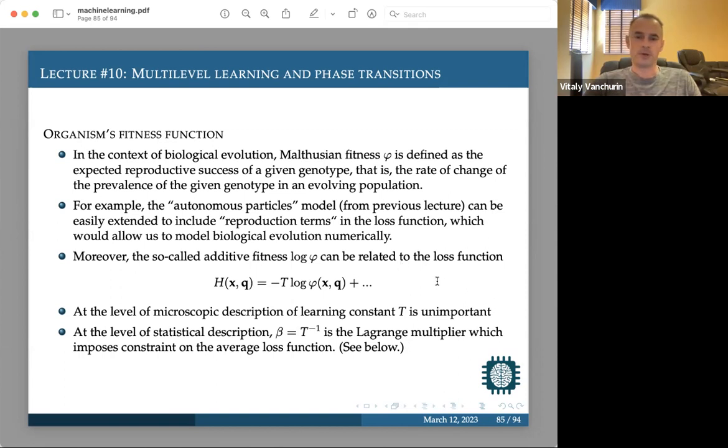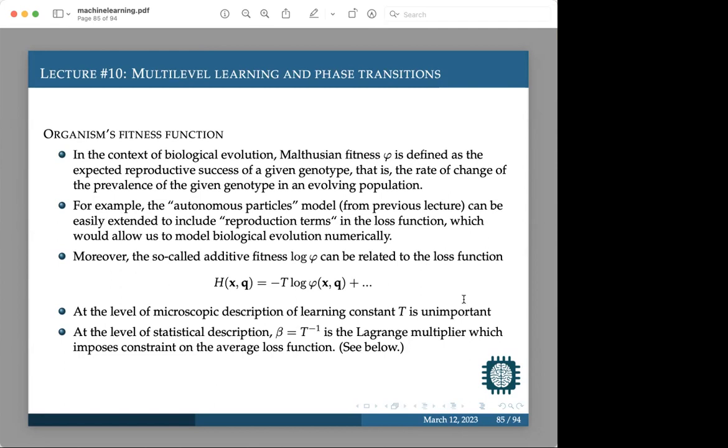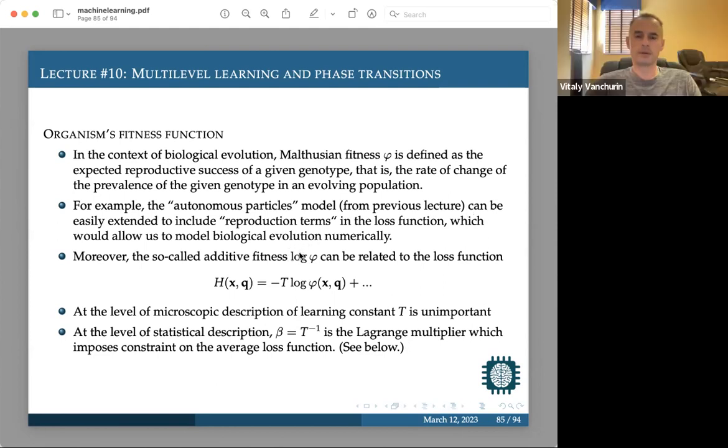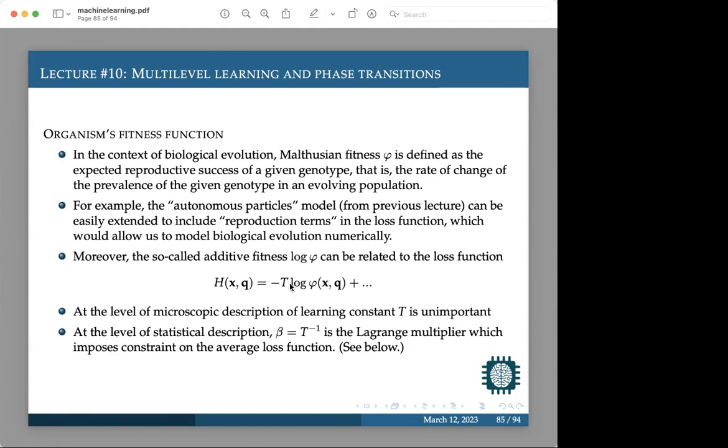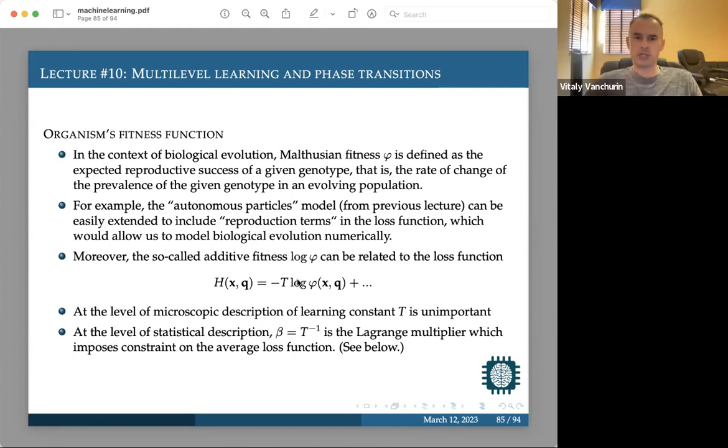Okay, so let's, Vladimir, you had a question? Yeah, so you mentioned the additive fitness. So is the loss function then defined over all the organisms together, or are you still optimizing each one separately in the environment as they interact? Good. Yeah, so we'll actually get to that momentarily.